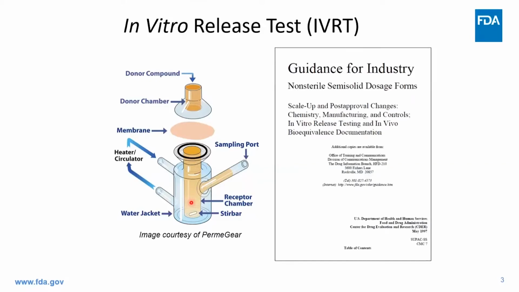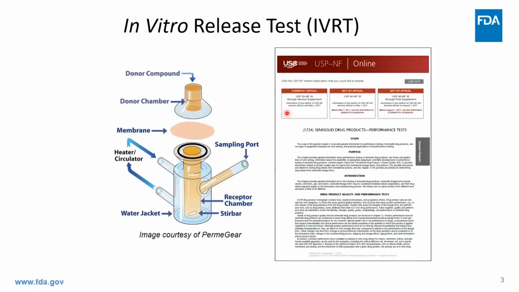So let me begin by saying that there is a guidance for industry on this because its use is quite well established for scale up and post-approval changes. But I will also be referring mostly to chapter 1724 because in the context of this workshop, it's not so much the scale up and post-approval changes in the SUPAC, but it's really the context of use for comparing any test and reference product, and particularly in the case of supporting a demonstration of bioequivalence.